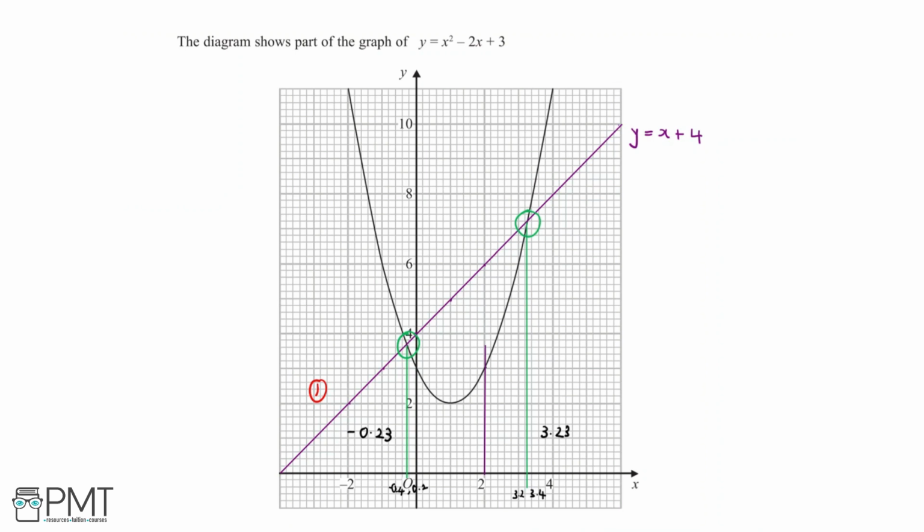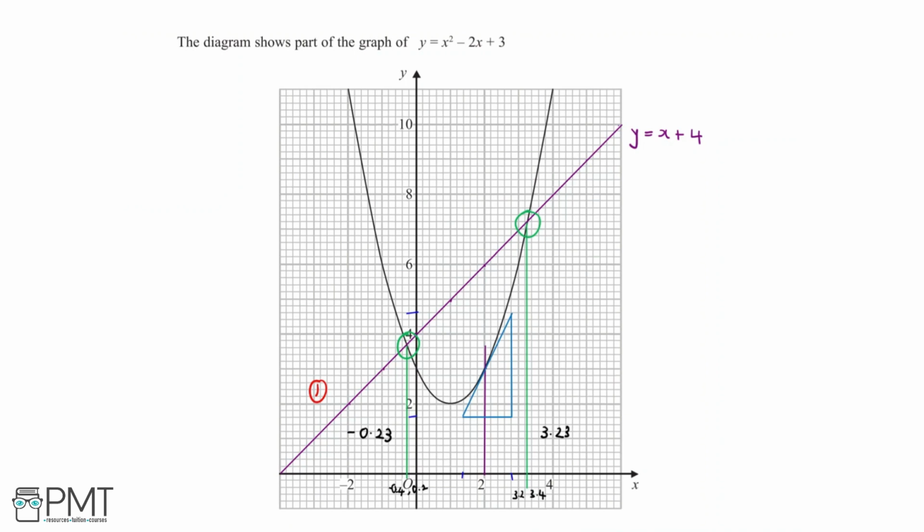Now we're asked to find the gradient of the curve y equals x squared minus 2x plus 3 at the point P. And so to find the gradient, we need to draw a tangent to the curve at this point. We've drawn our tangent in blue, as seen in the diagram. And so to find the gradient of this tangent, we need to find the change in y divided by the change in x. And so we can draw a triangle in order to make this easier to understand.